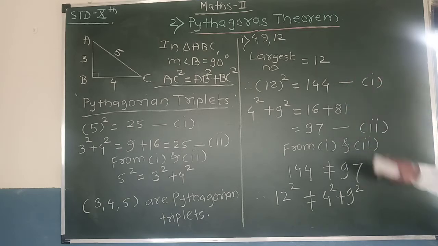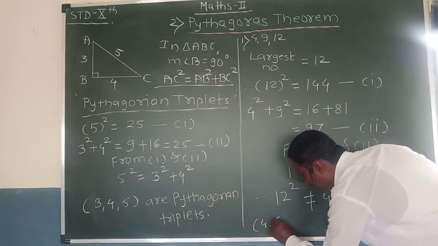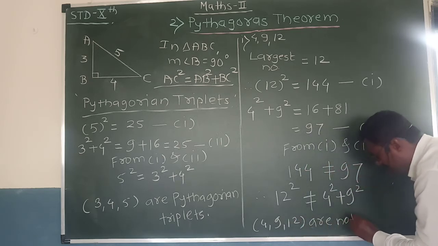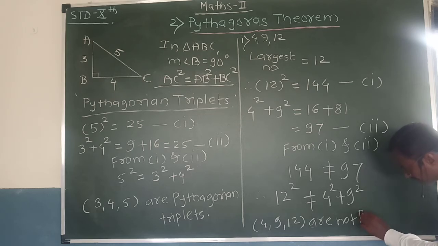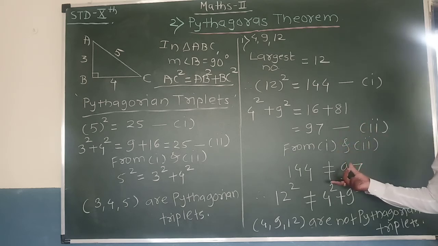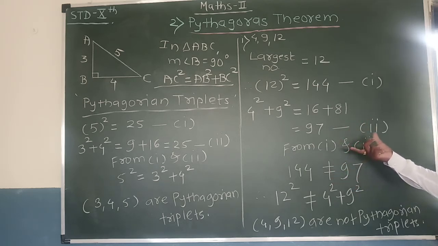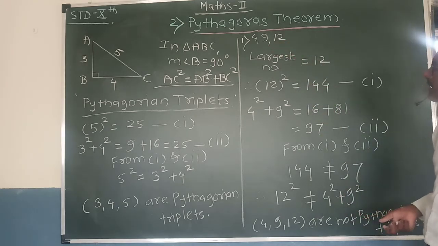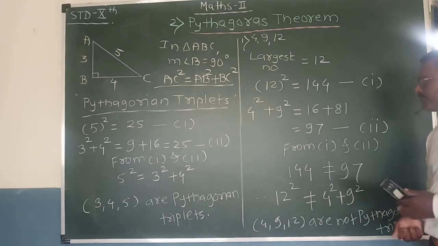So, the integers 4, 9, 12 are not Pythagorean triplets. This is the way you can check whether the given integers are Pythagorean triplets or not. Now we will see another example.